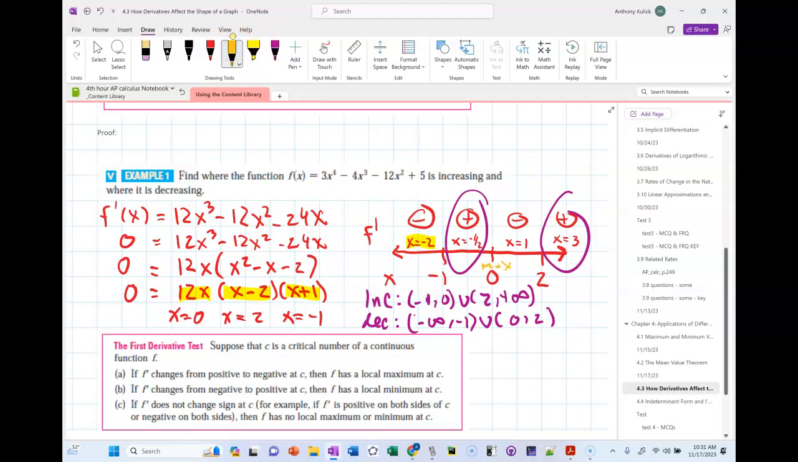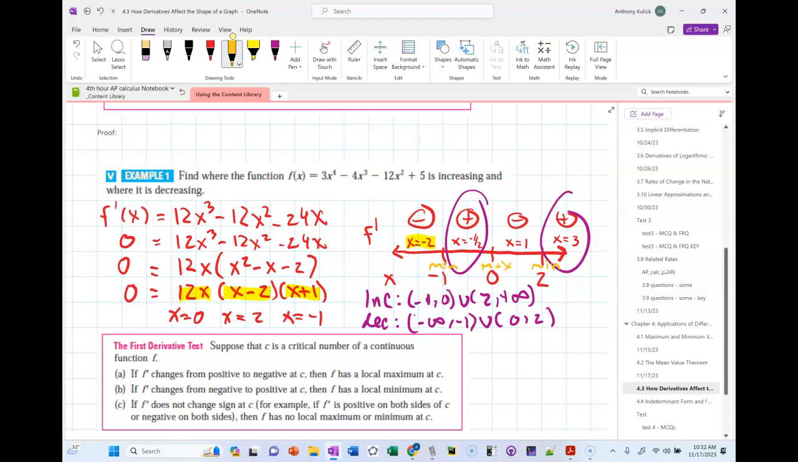0 changes from positive to negative. You guys see that? So that's a maximum. And then if f prime changes from negative to positive at C, then f is a local minimum. So -1 and +2 are minimums. Everybody cool with that? So how much work is this additional to the sign diagram? Virtually nothing, right?